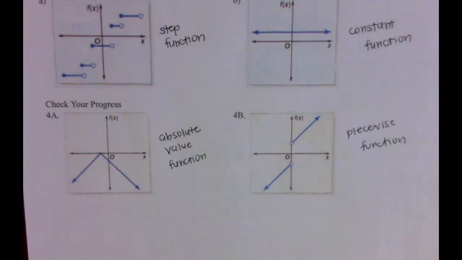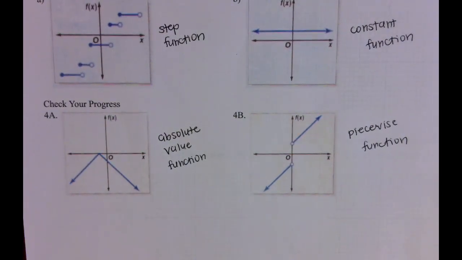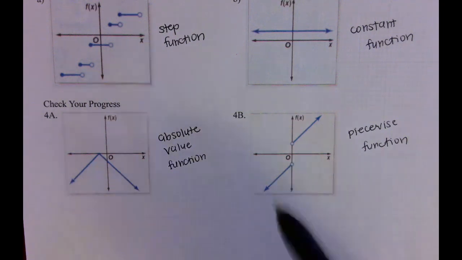Okay, 4A is an absolute value function. It's that V-shaped, symmetrical V shape. And then 4B is your piecewise function. It has your 2 pieces here.